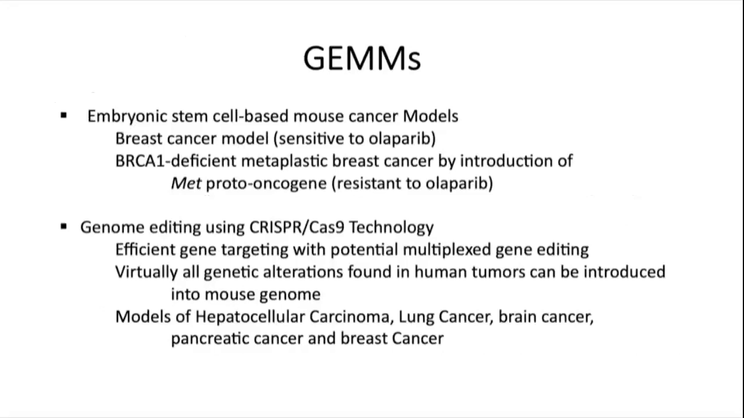Thirdly, another class of models, what we call the genetically engineered mouse models. These models are generated by recombinant technology, and you can introduce specific human genes into these animals, and so they're genetically modified. In the earlier case, we introduced the tissues and cells. Here we directly deal with the genes themselves. There are two classes of models. In one case, you use embryonic-based models, and another one, what we call gene editing using CRISPR-Cas9 technology. Now, this technology has completely revolutionized how you can introduce a transgene into an experimental animal. Virtually every genetic alteration found in human tumors can be introduced into an animal by this kind of technology.